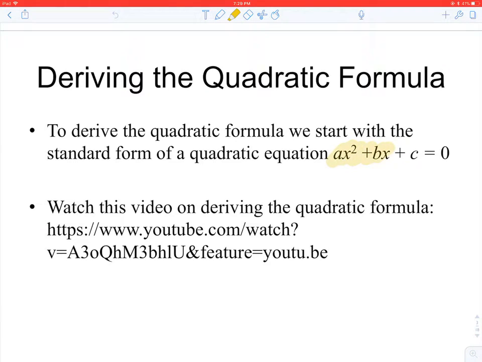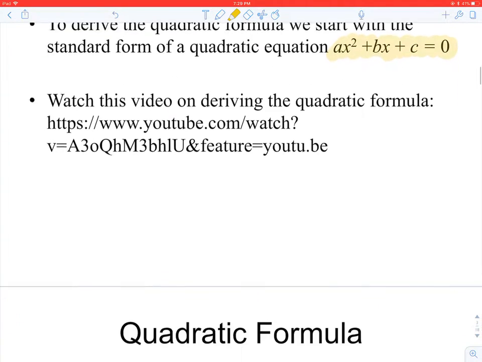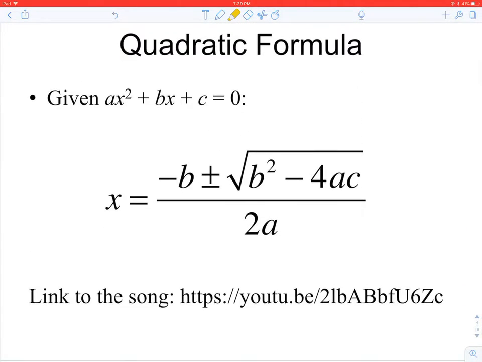So we can derive the quadratic formula starting with the general form of a quadratic equation, ax squared plus bx plus c equals 0. And here's a link of a video of me deriving the quadratic formula. I think I might make another one to update it and send you. I will put as a bonus on the test a question for you to derive the quadratic formula from ax squared plus bx plus c equals 0.